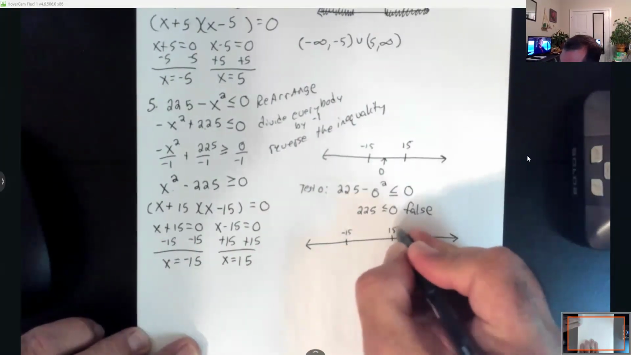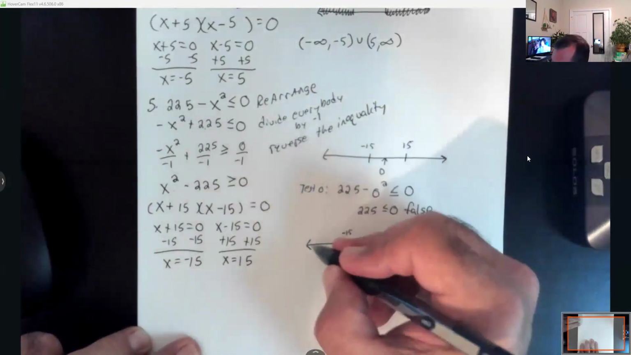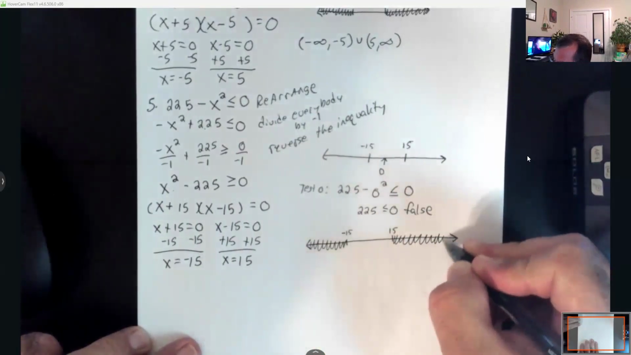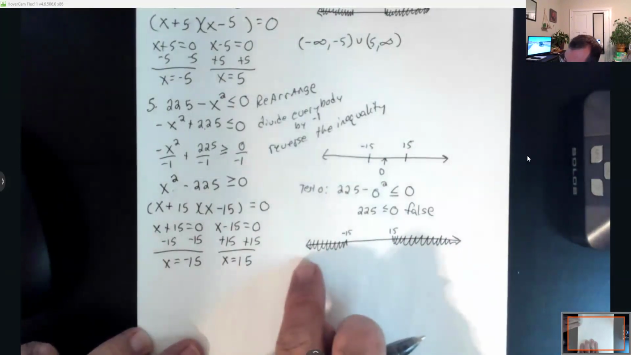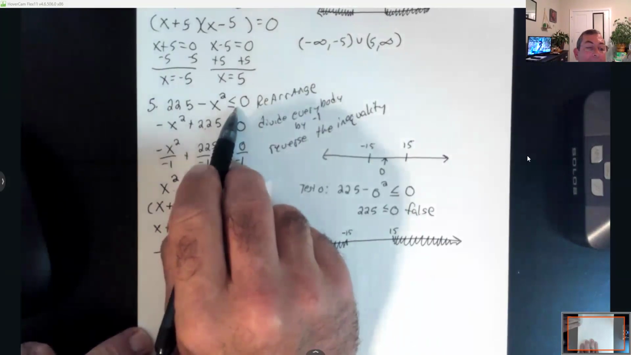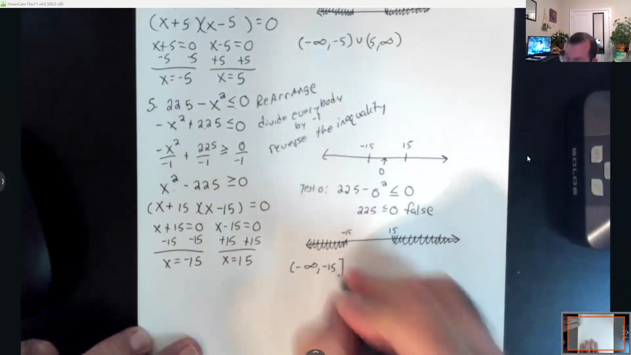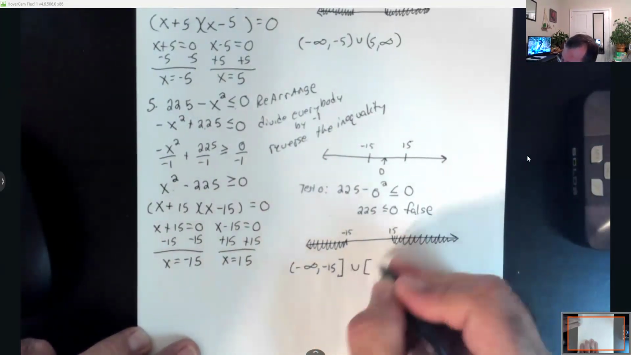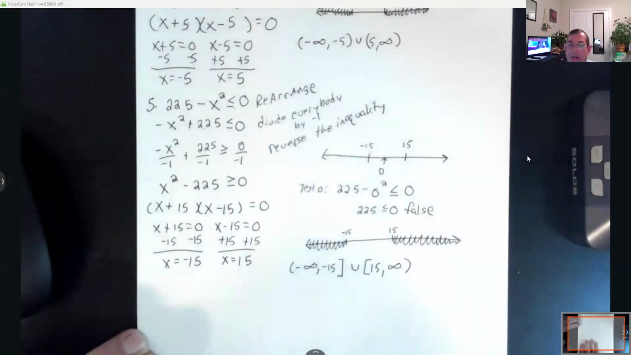So let me make my number line again. So since 0 was in the middle, we will not shade that middle. We're going to shade our outsides. All right, so here we go. Negative infinity. It's got equals on it. So at negative 15, we're going to use a bracket. And then that'll union from the positive 15 to the positive infinity.